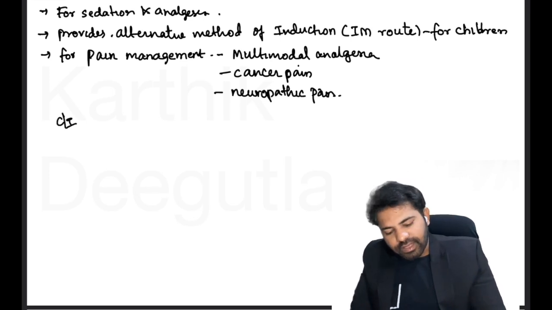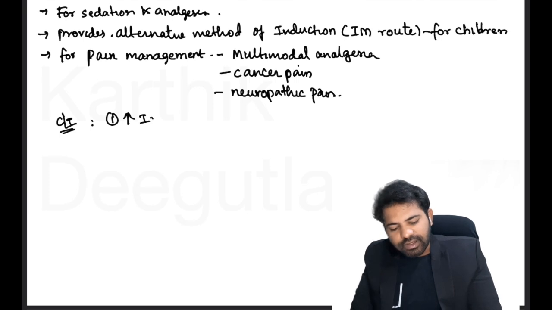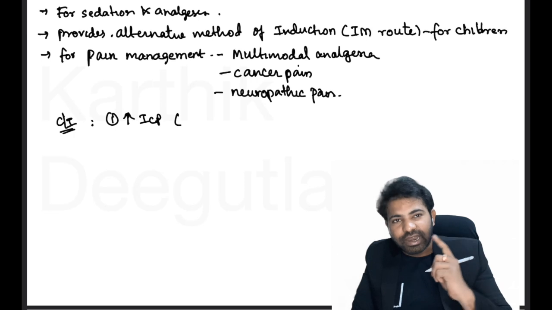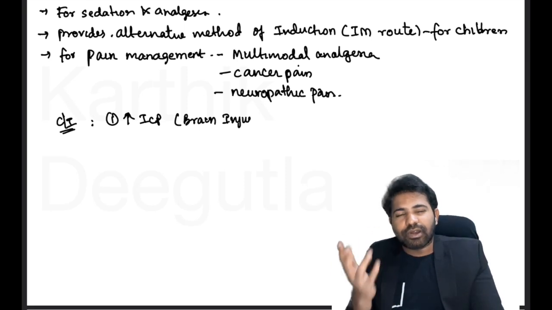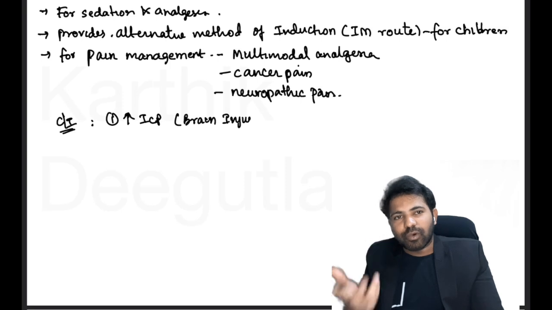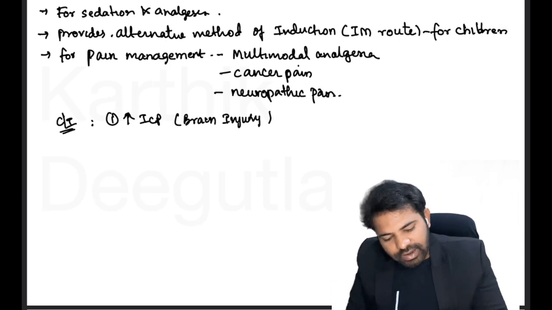Clear? Now, are there any contraindications for ketamine? Absolutely. In case of increased ICP, like a patient came with brain injury, if the question mentions brain injury, then ketamine is contraindicated. Where there is already increased ICP, you don't want to increase the intracranial pressure more by giving ketamine. So, in case of brain injury, avoid. Okay.